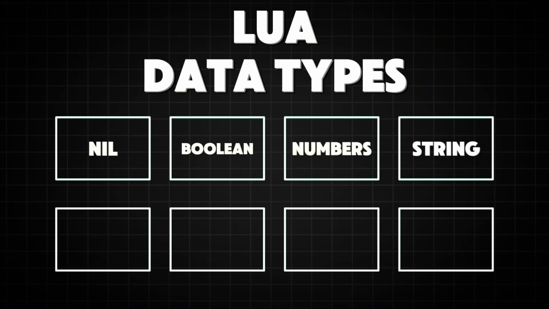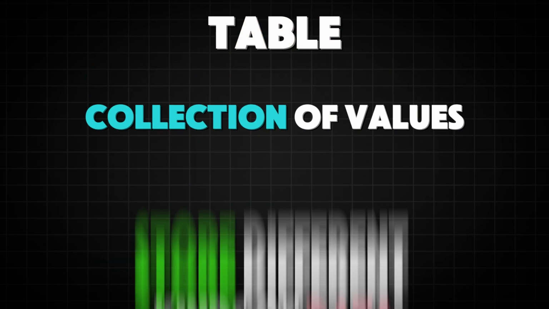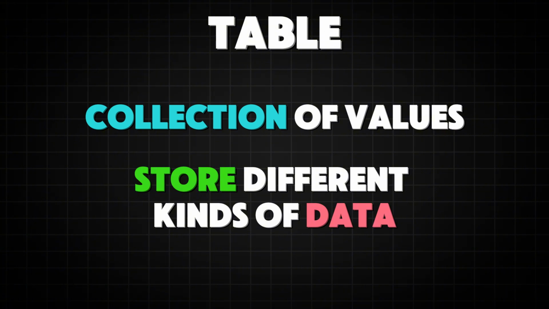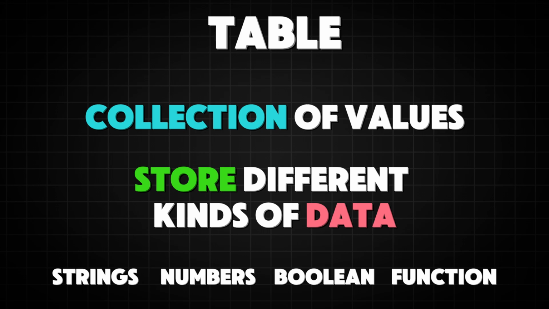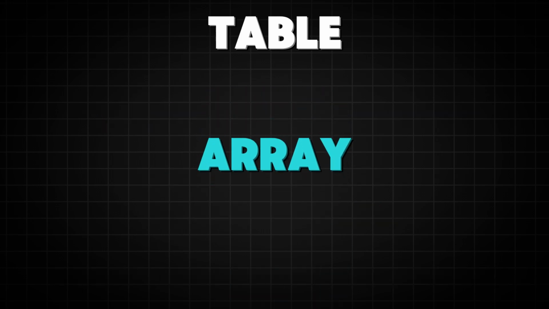Now for something a bit more flexible, tables. Tables are like a collection of values. You can store different kinds of data in there like strings, numbers, Boolean, function, and many more. There are different types of tables. One type is an array, which stores lists of values in a specific order.